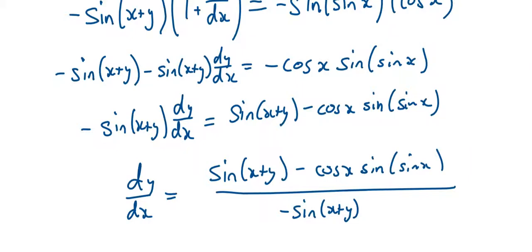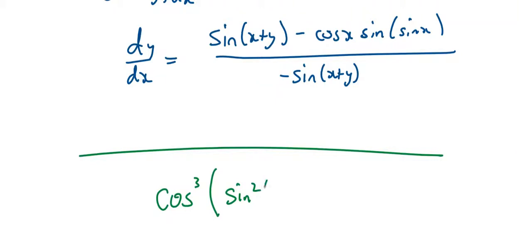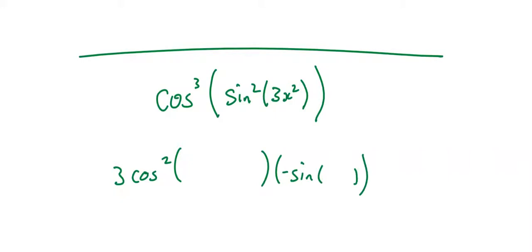Just imagine a question like this. Let's see. Cos cubed of sine squared of 3x squared. Okay, so I would do the exponent, and I'd get 3 cos squared of the angle. Then I would do the trig, which would be negative sine of the angle. Then I would do the angle, which would be exponent, then trig, then angle.